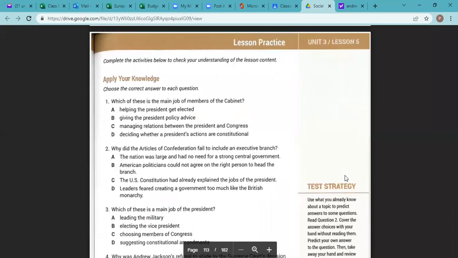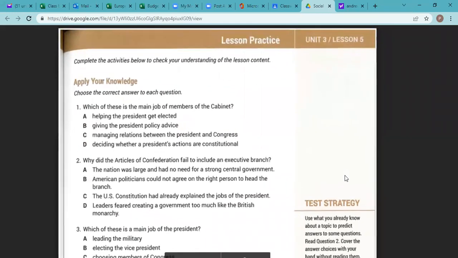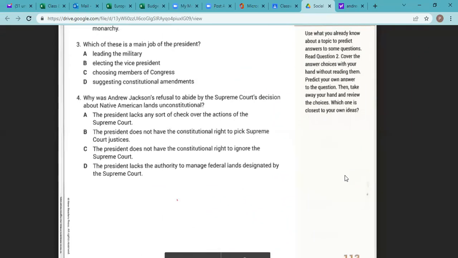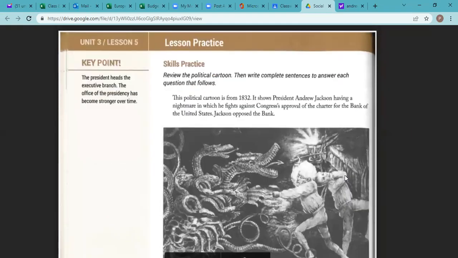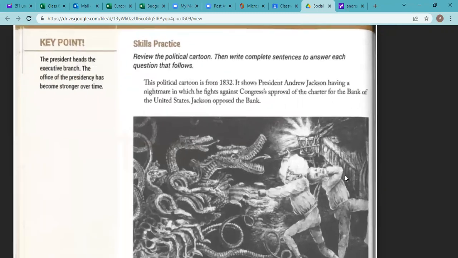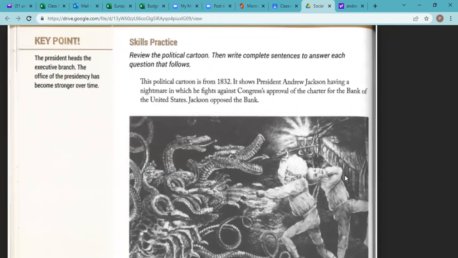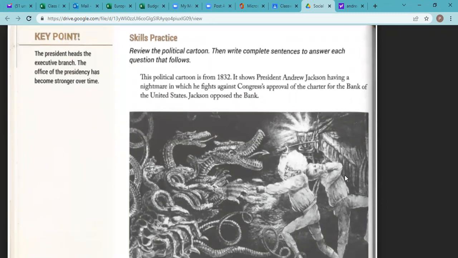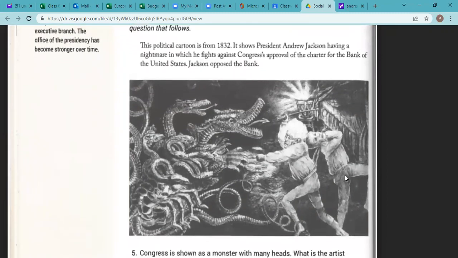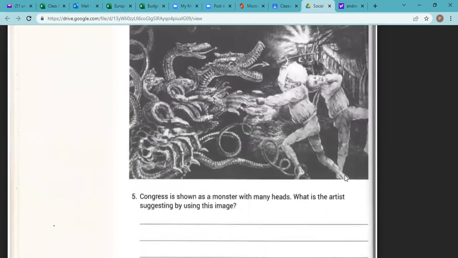All right, and here is your lesson practice for lesson 5. There are 4 questions on the first page. And then, of course, this right here, I kind of wanted to look at this together. It's on the second lesson practice page. It says, this political cartoon is from 1832. It shows President Andrew Jackson having a nightmare in which he fights against Congress's approval of the charter for the Bank of the United States. Jackson opposed the bank. All right, so take a look at that picture right there. Woo.